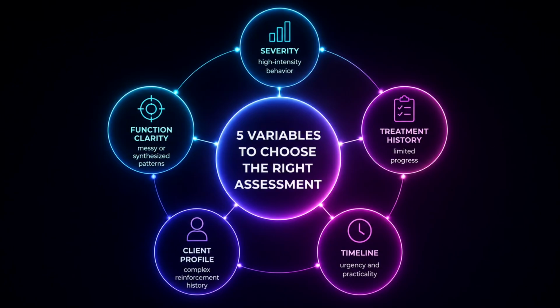And the fifth is timeline. Is there urgency around this case? Is there a 30-day school deadline, a family in crisis, a placement at risk? If there's pressure to get a plan in place quickly, a well-executed FBA might be the more practical starting point, even if the IISCA would give you richer information. And that's okay. These tools don't have to be mutually exclusive. You can use the FBA to get something in place now and come back to do the IISCA when there's more time to do it.